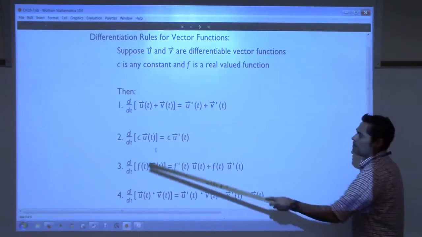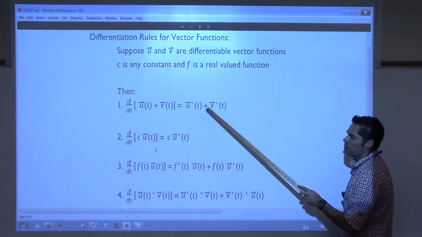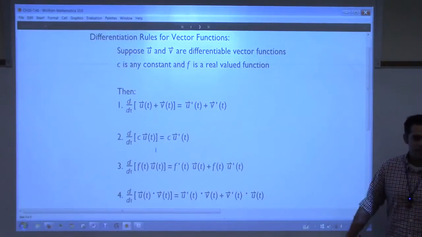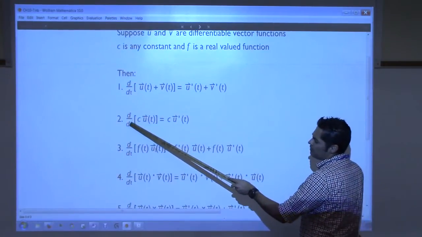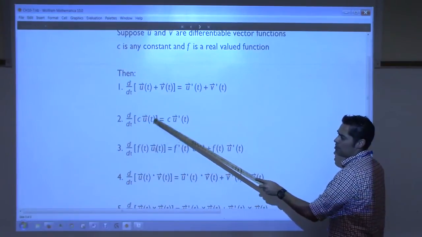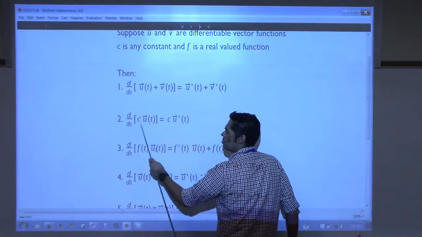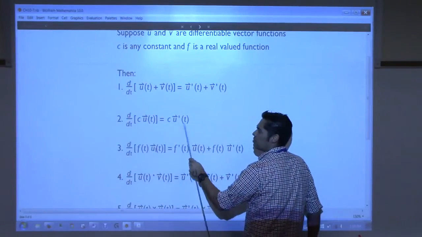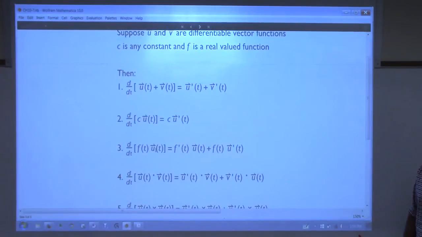The first one, if we take the derivative of the sum of 2 vector functions, you can take the derivative of each one separately. That's just like in Cal 1, isn't it? If you take the derivative of a constant times a vector function, now, what type of multiplication is this right here? That's scalar multiplication. You're allowed to just pull the constant out and take the derivative of the vector function, just like in Cal 1. So scalars come along for the ride, right?